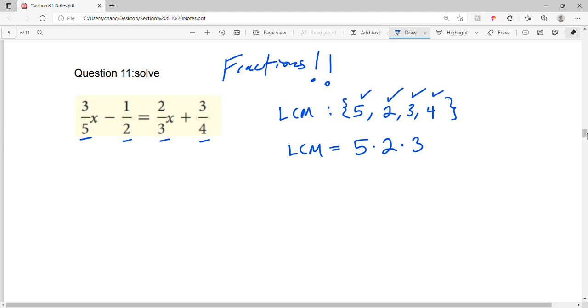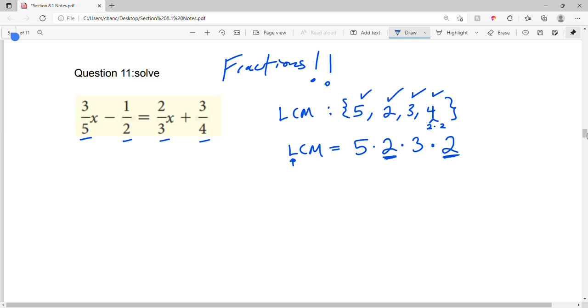Now 4 is a little different. 4, I can actually factor that as 2 times 2. So I don't need to put a 4 here in my LCM. I only need one more 2. Because the previous 2 and this 2 makes it a 2 times 2 or 4. So we could use a 4, but it would not be the least common multiple.